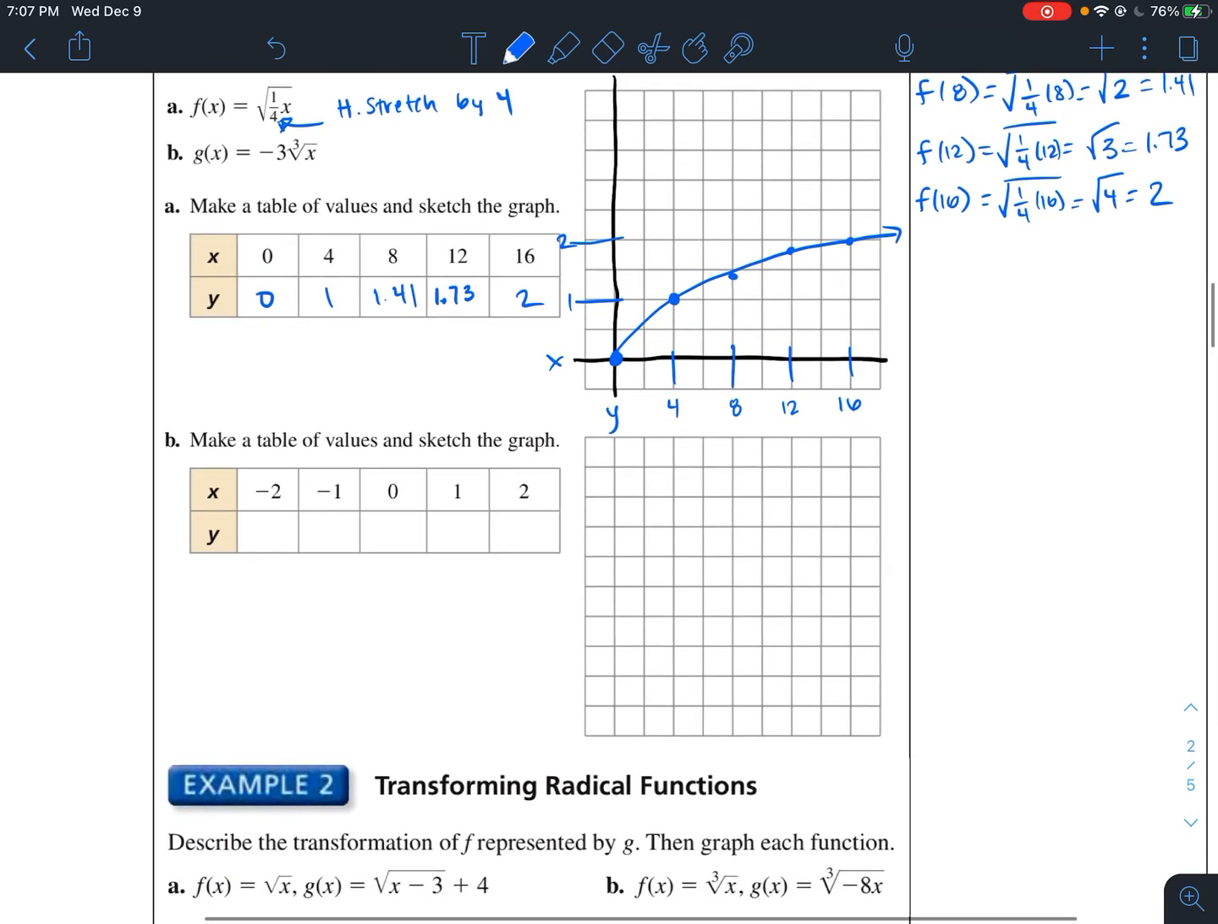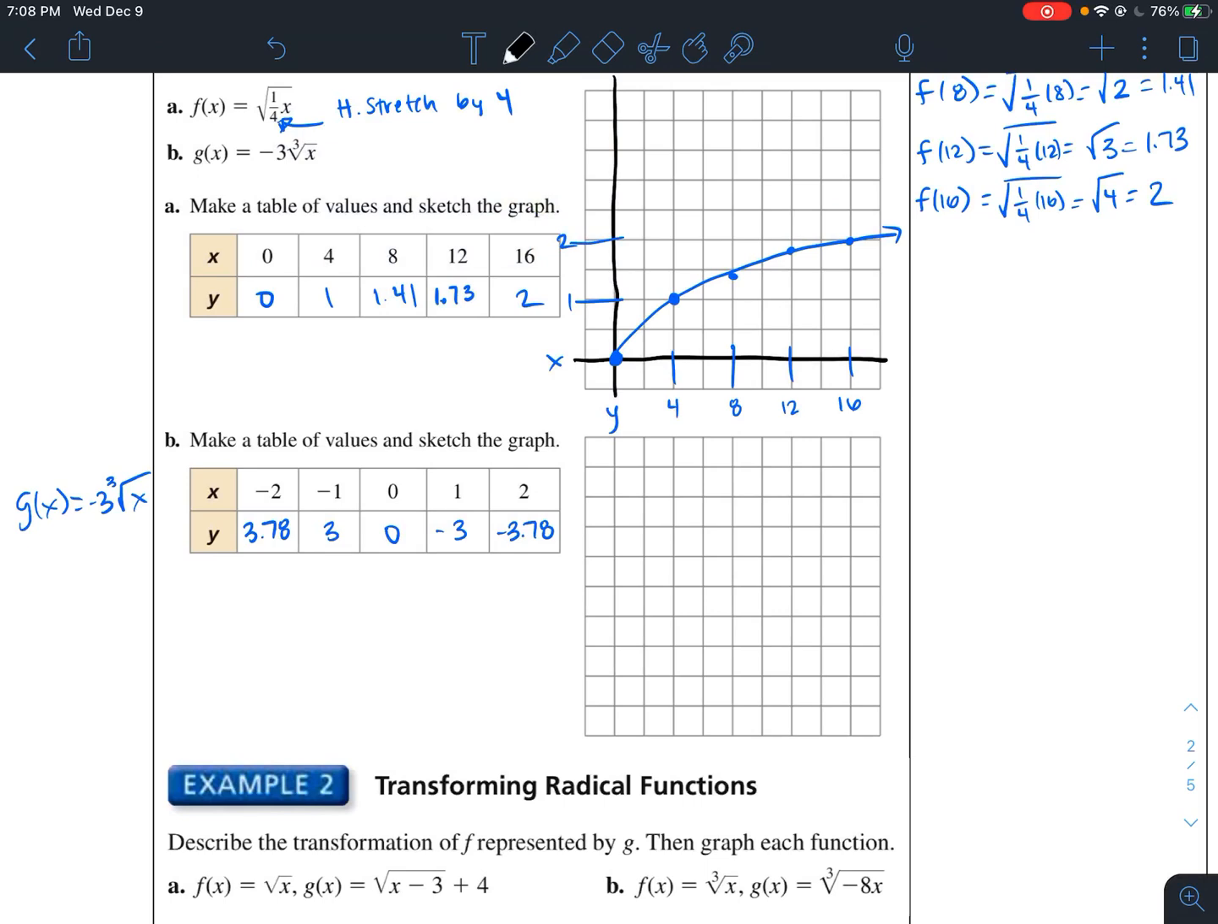Now for B, just to save time, I'm going to just use the calculator. If you guys want to pause the video, try it on your own, that'd be great. But to save time, I'm just going to plug in the values that I've already done. So remember that this is for g of x is equal to -3 cubed root of x. So when I plug -2 in here, I should get 3.78. When I plug in -1, I'll get 3. When I plug in 0, I get 0. When I plug in 1, I get -3. When I plug in 2, I get -3.78.